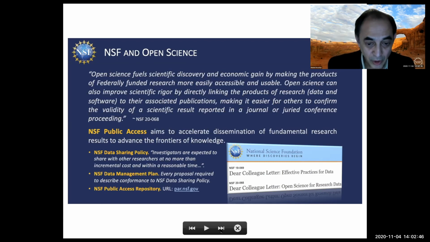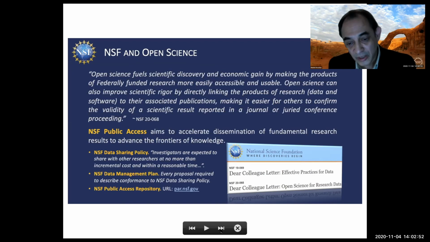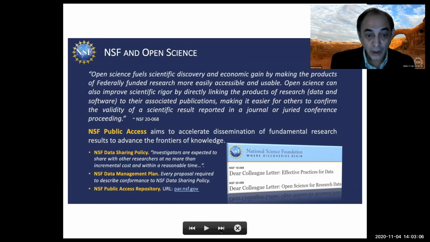And here are some on this slide. For example, the NSF data sharing policy and the data management plan requirements, which are needed to bring about this culture change at the institution level, at the principal investigator or the researcher level, to build the culture of sharing. And the overall NSF Public Access Initiative aims to accelerate this to really advance the frontiers of knowledge.